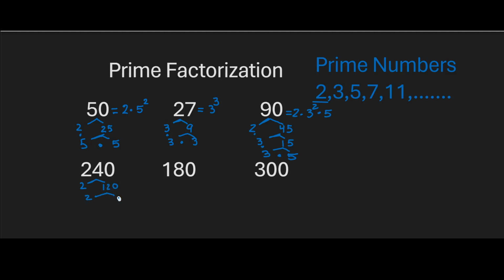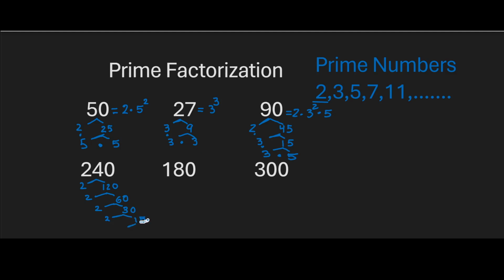The answer should be 60. And I'm gonna keep dividing by 2 as many times as possible. All right, so 60 divided by 2, the answer is gonna be 30. Can you see that you can still divide by 2? So if you divide by 2, then the answer is gonna be 15.